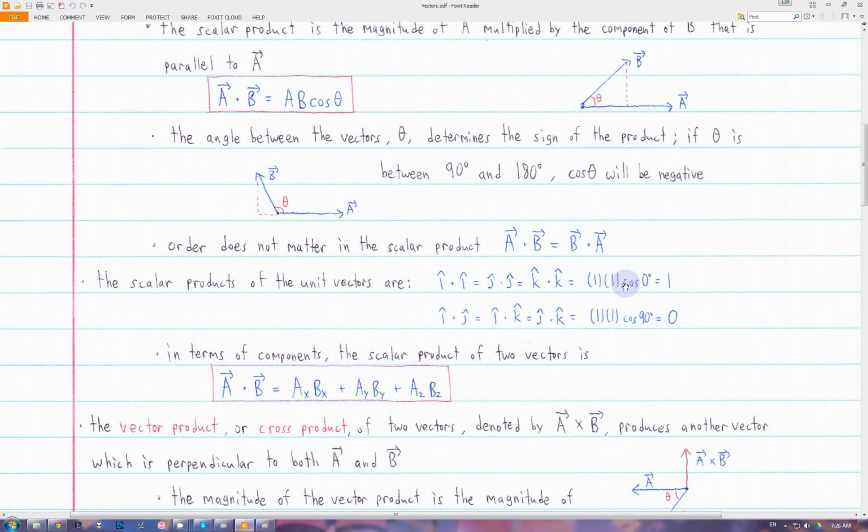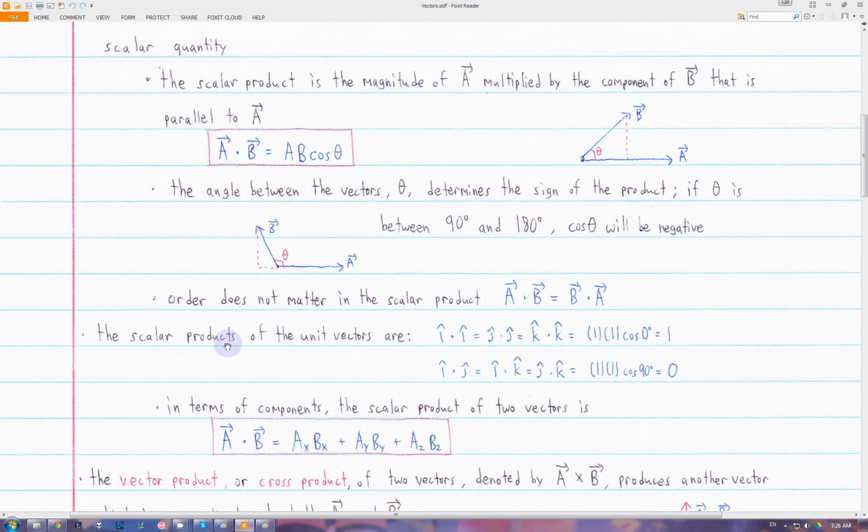And so we can figure out the scalar products of the unit vectors. So any unit vector dotted by itself is going to be equal to 1. Because, of course, they're pointing in the same direction, so all of it is parallel to the other one. And so the angle will be 0, so cosine of 0 degrees is just 1.